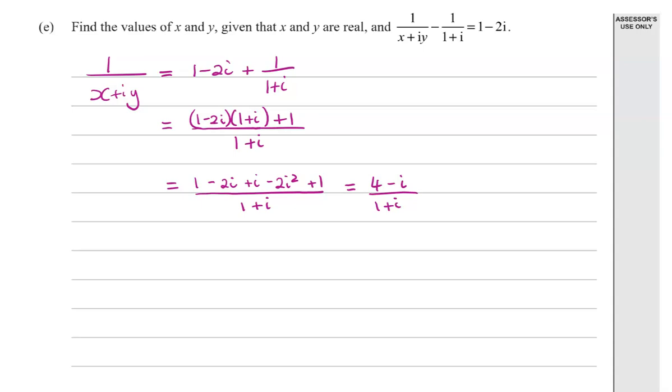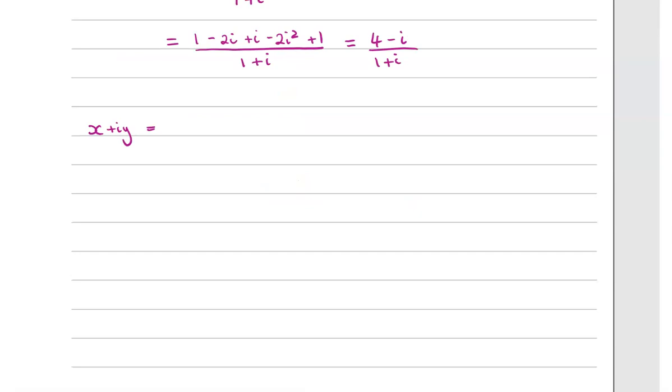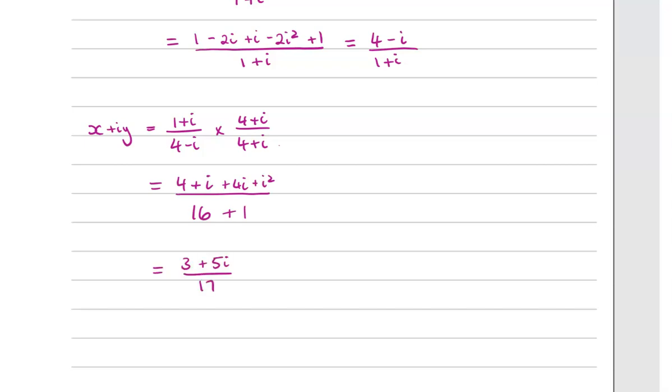So that was equal to 1 over x plus iy. So if we flip it, then we can get x plus iy is 1 plus i over 4 minus i. And then continue through trying to make that into a single complex number, so we need to rationalize the denominator. This means we're timesing it by 4 plus i over 4 plus i, and work out what that's going to come to by completing that multiplication. We end up with 3 plus 5i over 17, and the final thing to make sure we've answered the question is actually state the values of x and y from there, so pull out the real part for x and the imaginary part for y.